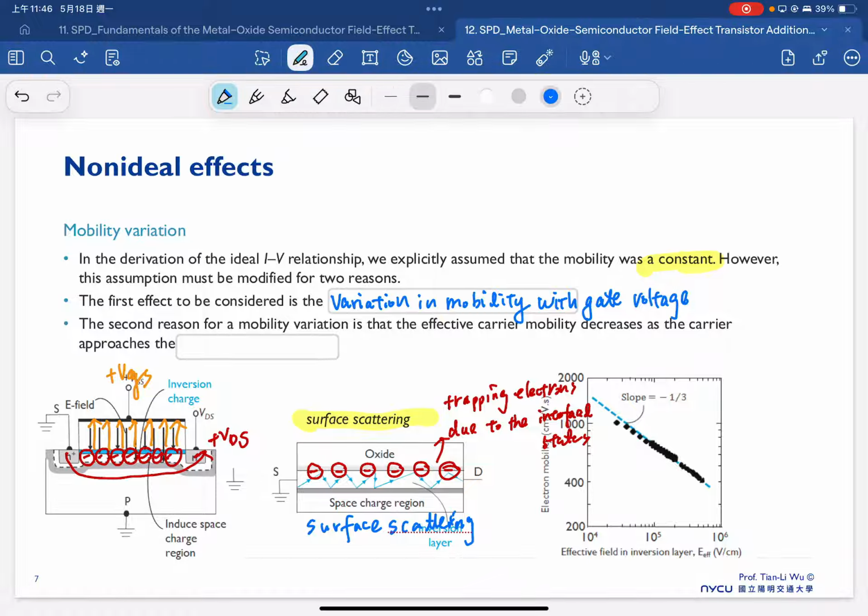So once we have surface scattering, we see the degradation of the mobility. That's why optimizing the interface, reducing the interface state, is crucial, because in the end this will influence our performance, especially related to mobility. Once we have a low mobility, for sure we have a low current here.